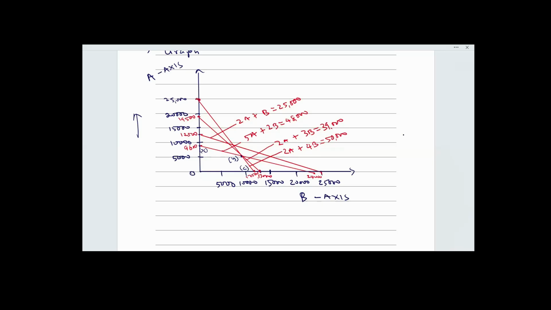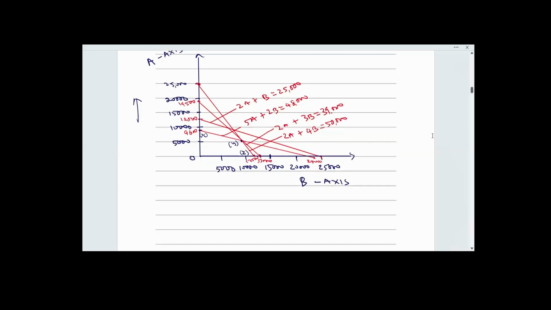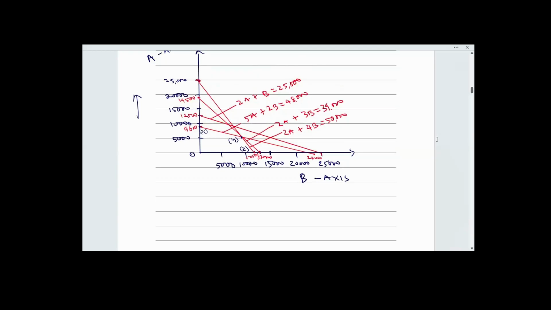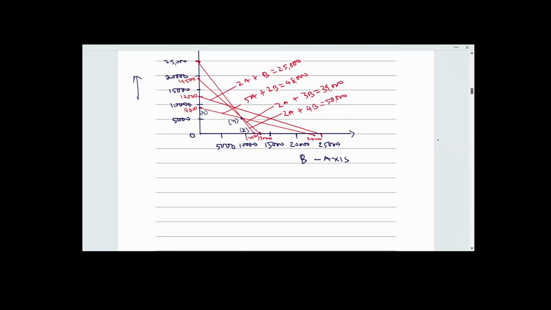So here is point Z. These are the points X, Y, Z. So we have 3 points of intersection based on our graph. Therefore, we need to find the value of A and B at points X, Y, Z for products A and B.